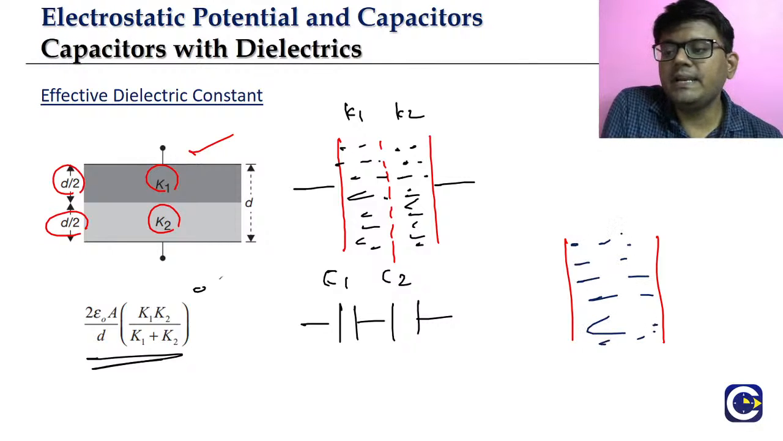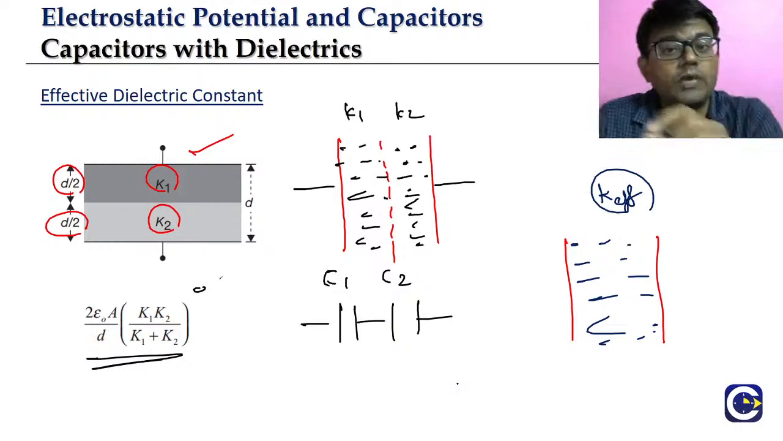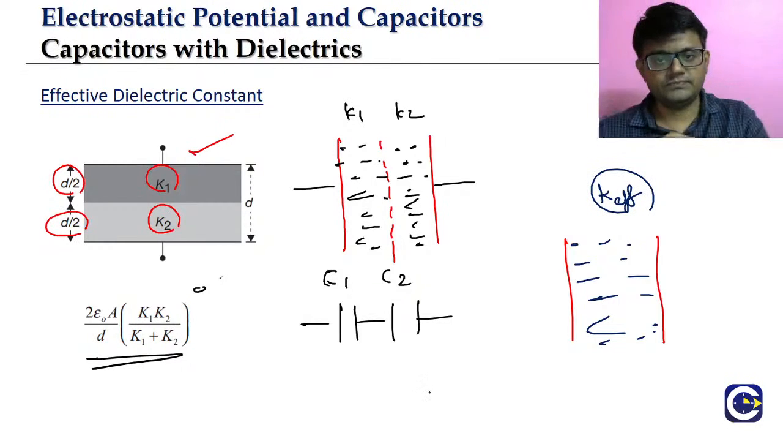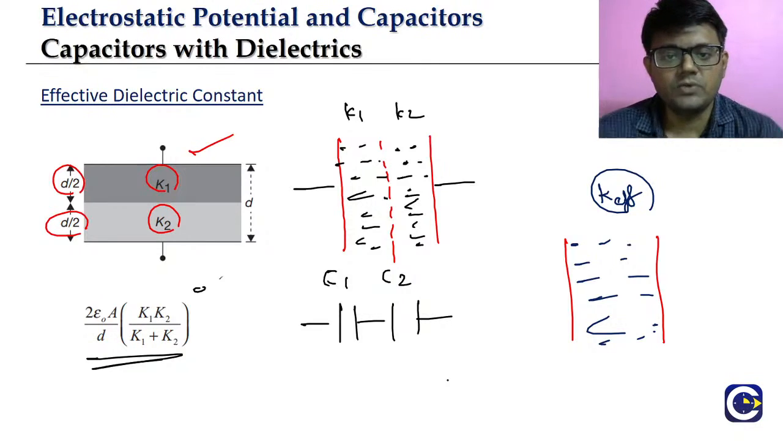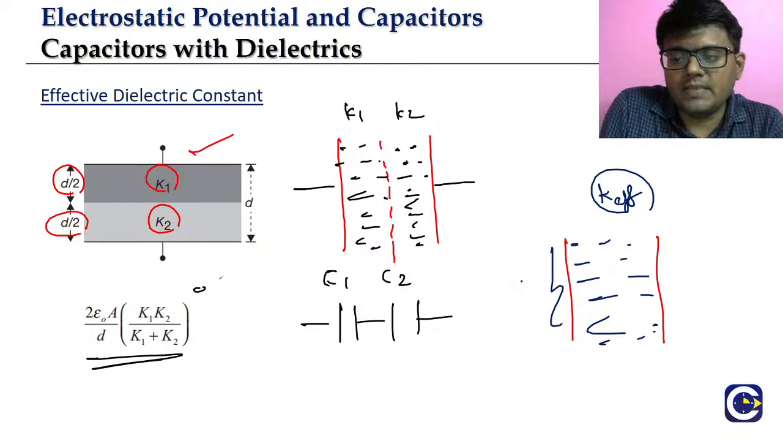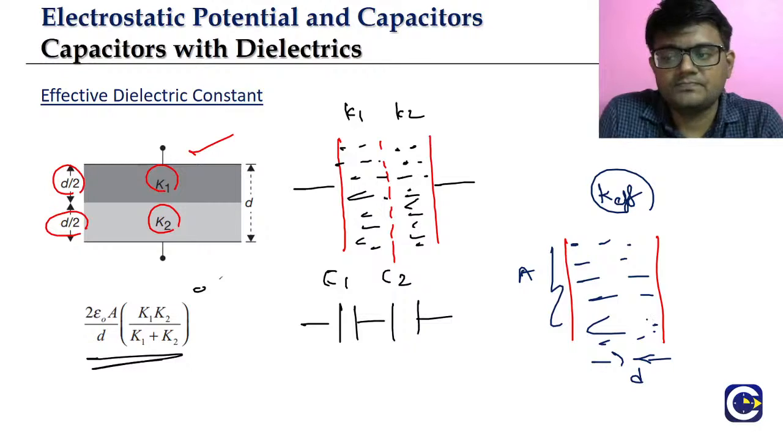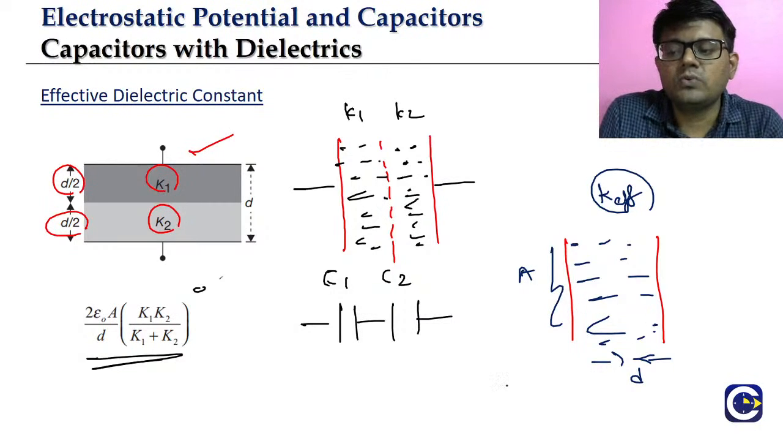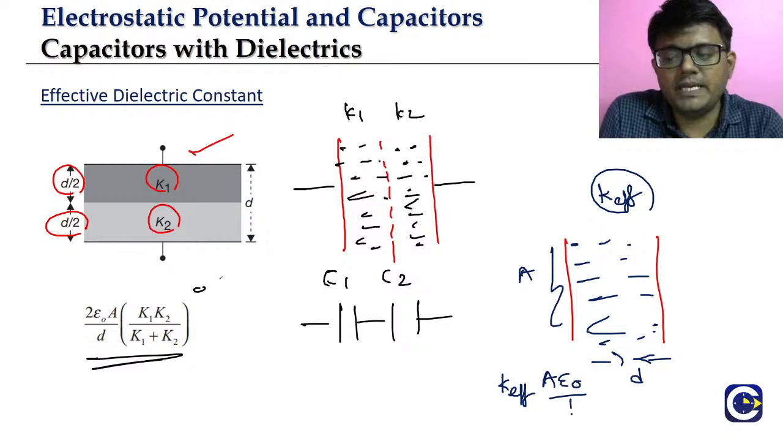And the dielectric constant of that single medium is what we are going to call K effective. So whatever single medium we are using to fill it, the dielectric constant of that medium is called the effective dielectric constant. That is K effective. Now tell me, the area of cross section is A, the distance between the two plates is D. What is the capacitance value? K effective times A epsilon naught by D.